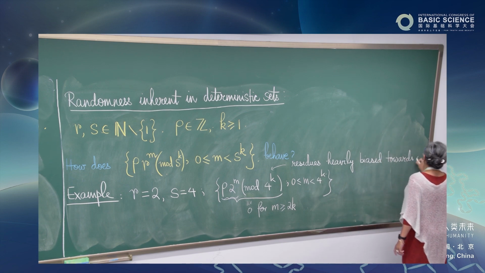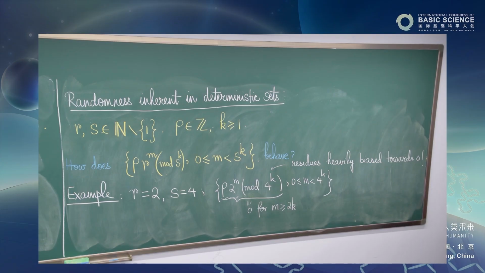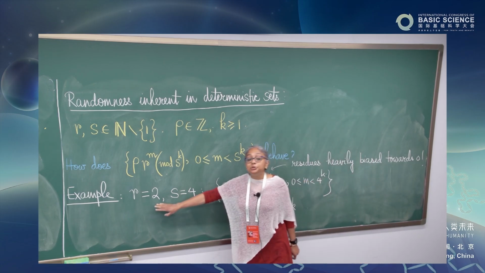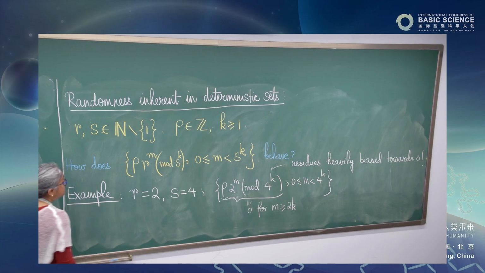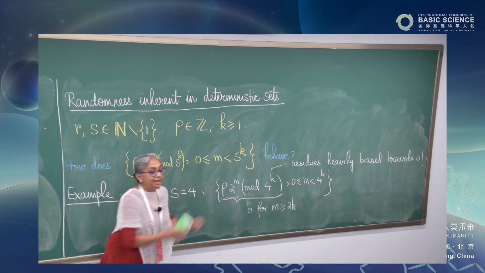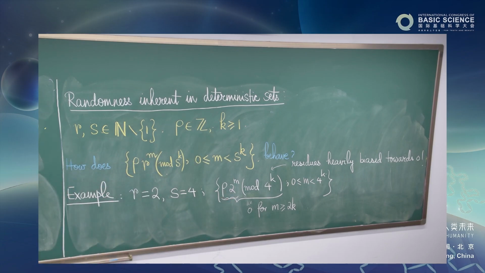Okay? So these residues are heavily biased towards 0. And now, with this silly example in mind, can you guess what the result is going to be? This was the case when we chose R to be 2 and S to be 4. So, for that, this kind of heavy bias towards one particular residue. So, if we had to have a really, really interesting randomness result, what would that look like, do you think?